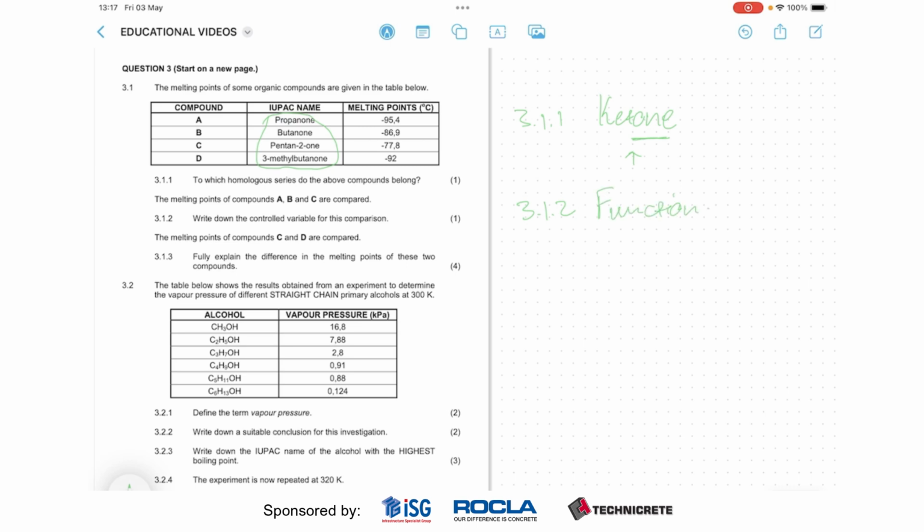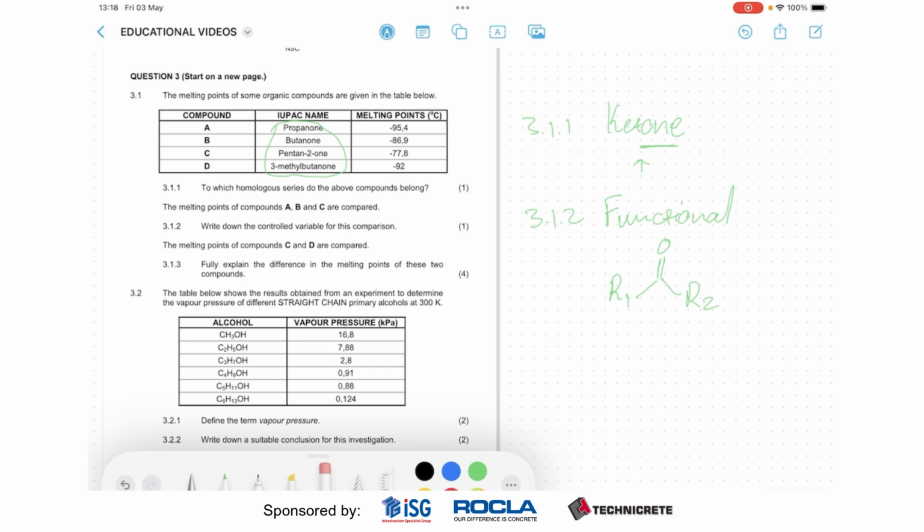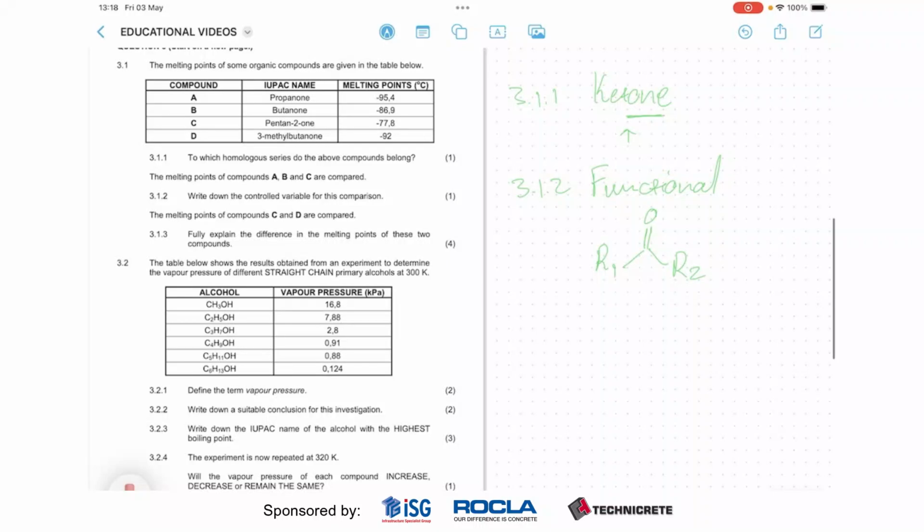The functional group is the same in all of them, and that means it doesn't matter what the carbon chain is on this side, we have this functional group, and it doesn't matter what it is on this side. We're all dealing with the same functional group. Now 3.1.3. Comparing the melting points of C and D, fully explain the difference in the melting points of these two compounds.